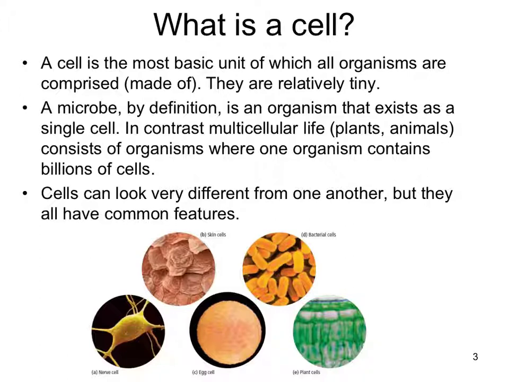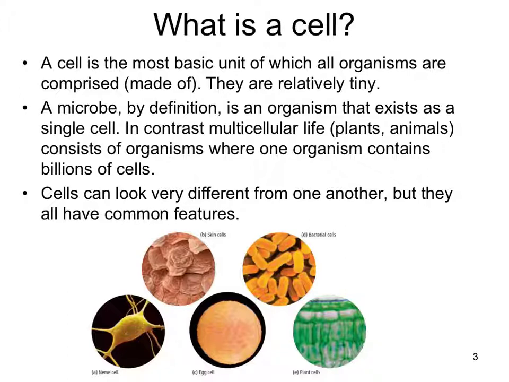A cell can be defined as the most basic unit of which all organisms are comprised or made of. They are relatively tiny. I'll talk more about that in a moment. A microbe, by definition, is an organism that exists as a single cell. In contrast, multicellular life, such as the plants and animals, consist of organisms where one organism contains billions of cells. Cells can look very different from one another, but they all have common features. Examples of differing cell appearances are shown here in the variety of cells depicted in the figure.